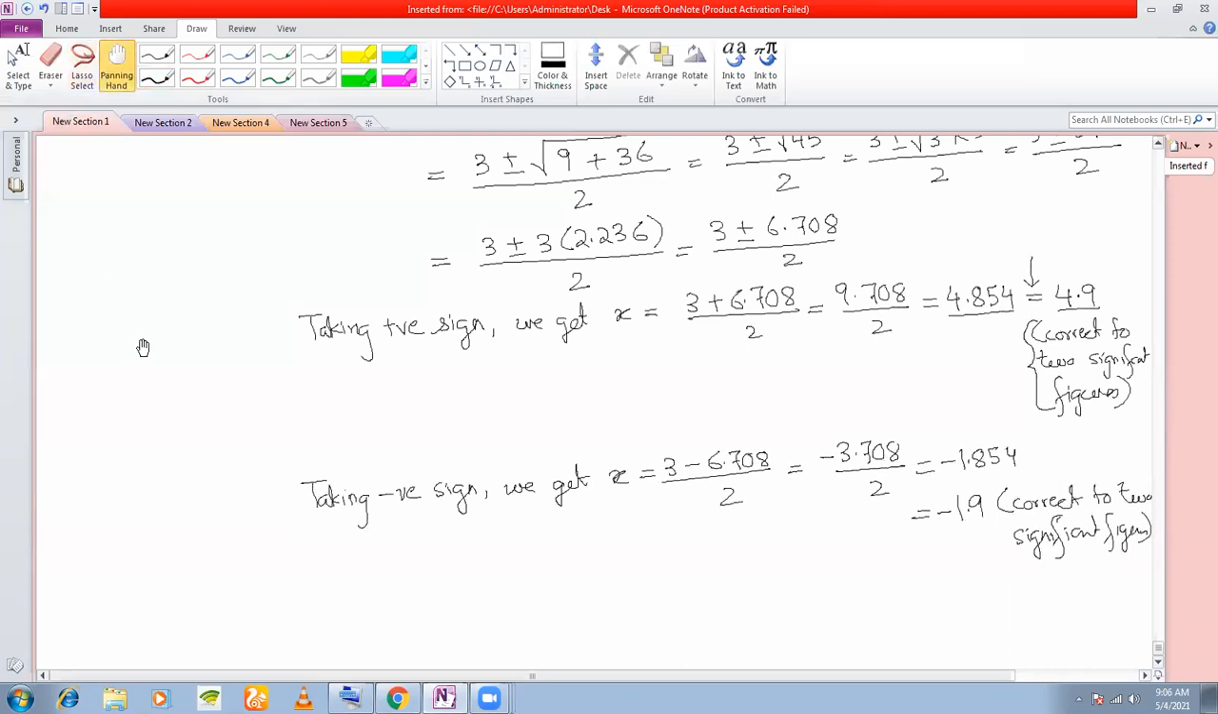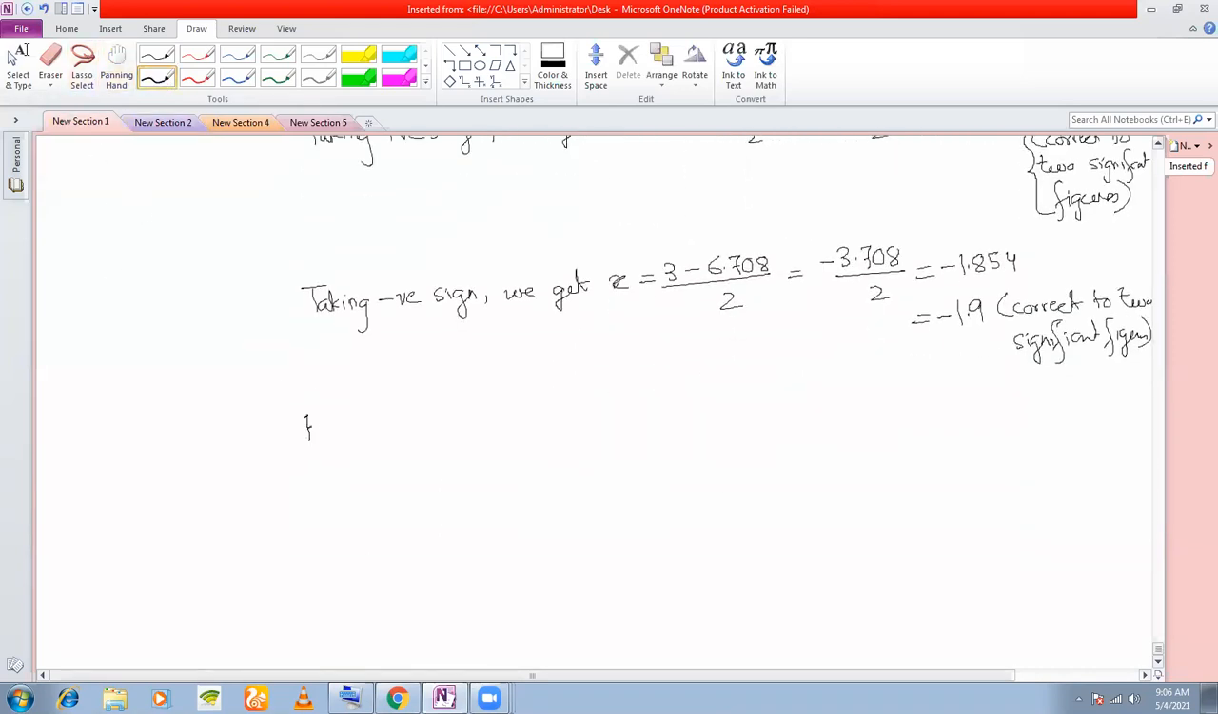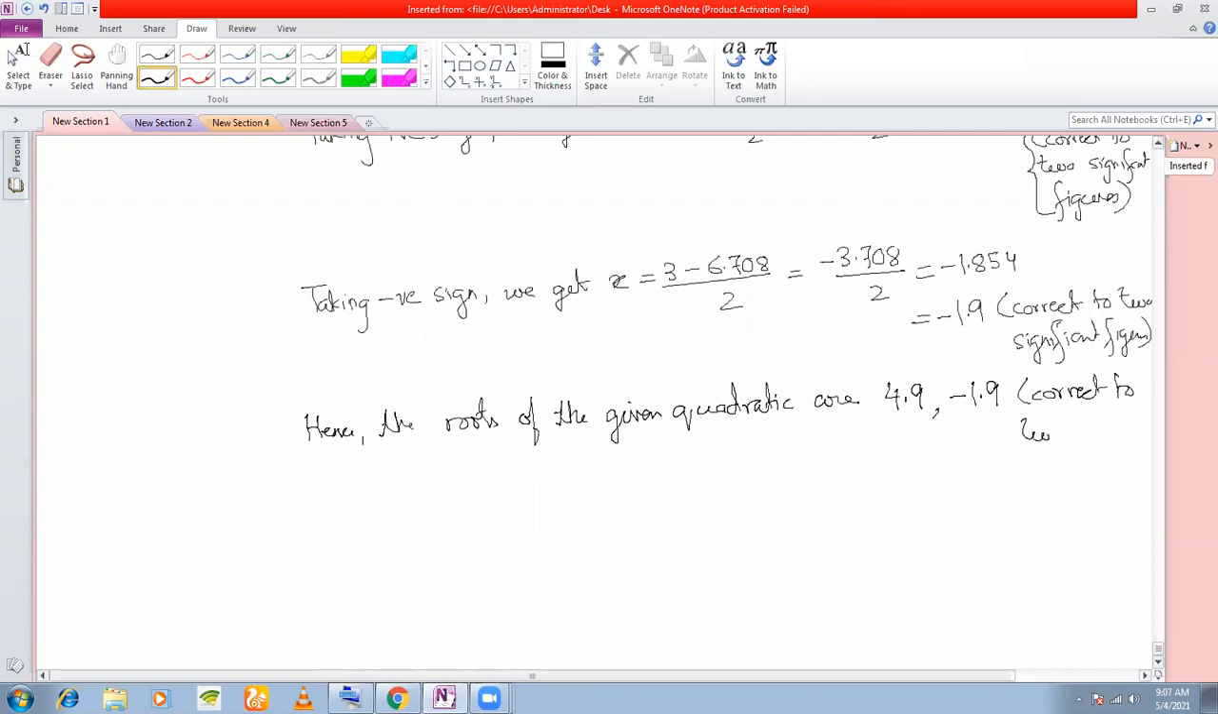So the conclusion is, hence the roots of the given quadratic are 4.9, the first root when we took the positive sign, comma, minus 1.9, correct to two significant figures.